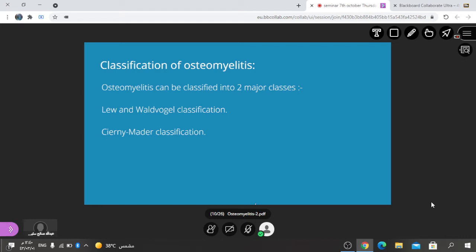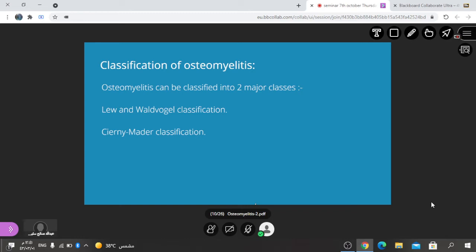Okay, thank you Salman for the introduction. My name is Abdullah Areni. I will continue with the classification of osteomyelitis. I have two major classifications. There's the Lew and Waldvogel classification, which is the traditional classification according to the duration and the mechanism of infection.